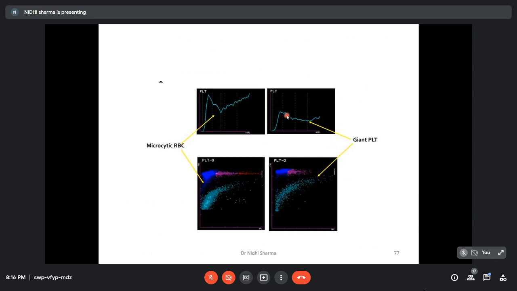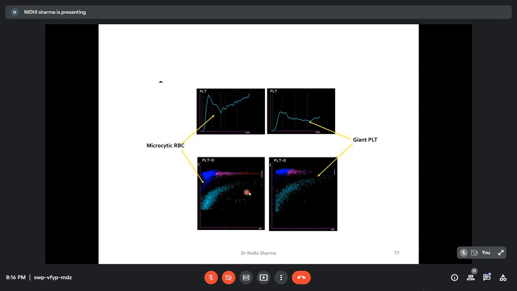Now concentrate on the upper part of this picture. This is the platelet count which is done by the impedance method, or platelet I. We have just discussed these two kinds of graph where it has failed to touch the baseline, and we have discussed the two kinds of condition which could cause this: the giant platelets or the fragmented or microcytic RBCs. Now when we look at the same graph in the platelet O method, we find that we don't have that difficulty, because it clearly separates the RBC fragments here, and it will clearly separate the giant platelets very well here.